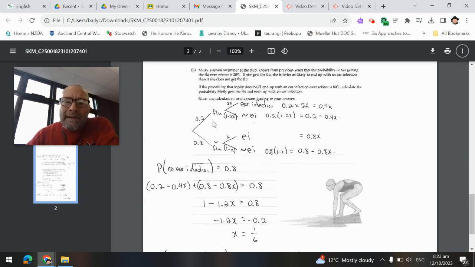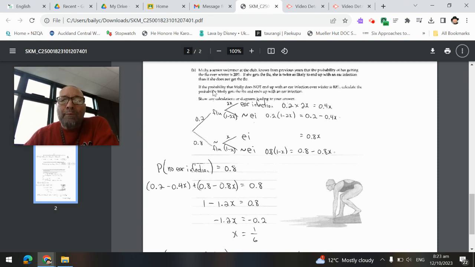Now it's going to bring us back. If we know the probability was 20% of getting the flu, how did we get that 80%? It was 100% minus 20% is 80%. So if the probability of getting the ear infection is X, the probability here of no ear infection must be 1 minus X, because these two must add up to 1. Similarly, if the probability of an ear infection with the flu is twice that, the probability of the flu and no ear infection is 1 minus 2X.